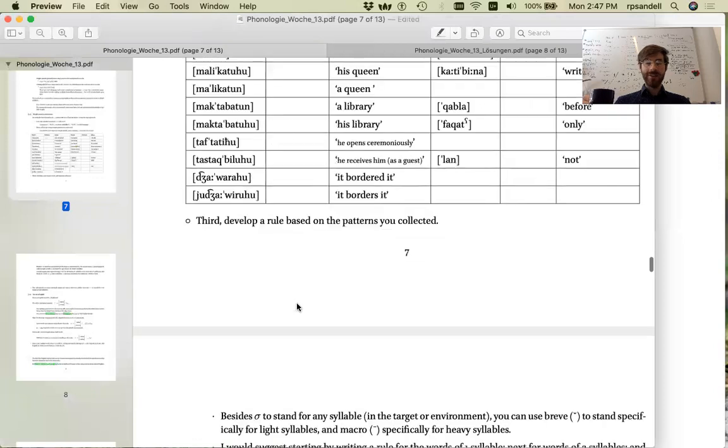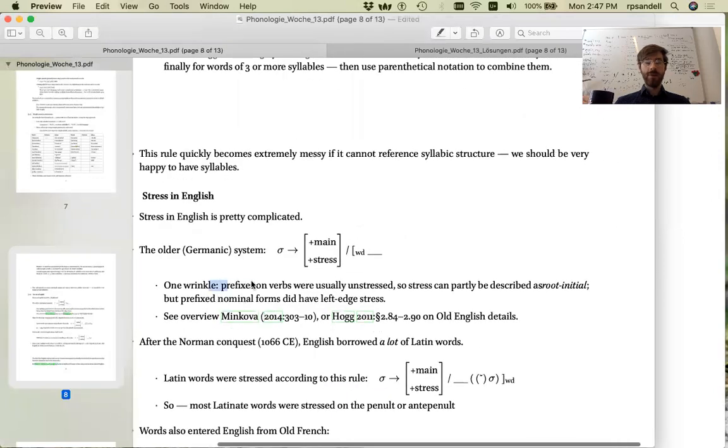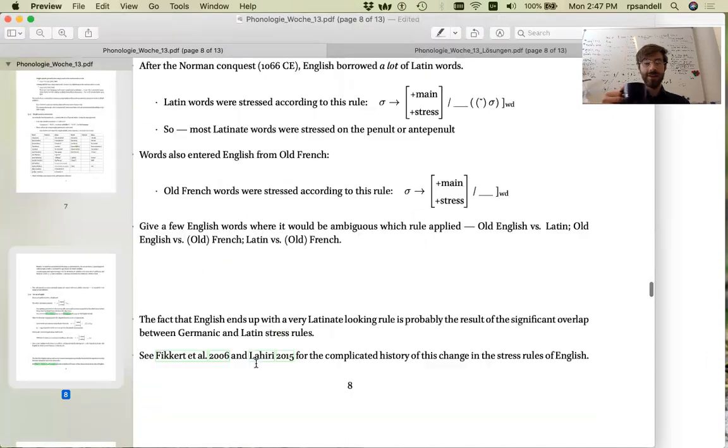And because of this other wrinkle in terms of this other problem concerning prefixed forms, perhaps accidentally, some prefixed verbs which would have had this shape could have also assigned stress under the same conditions as Latin did.